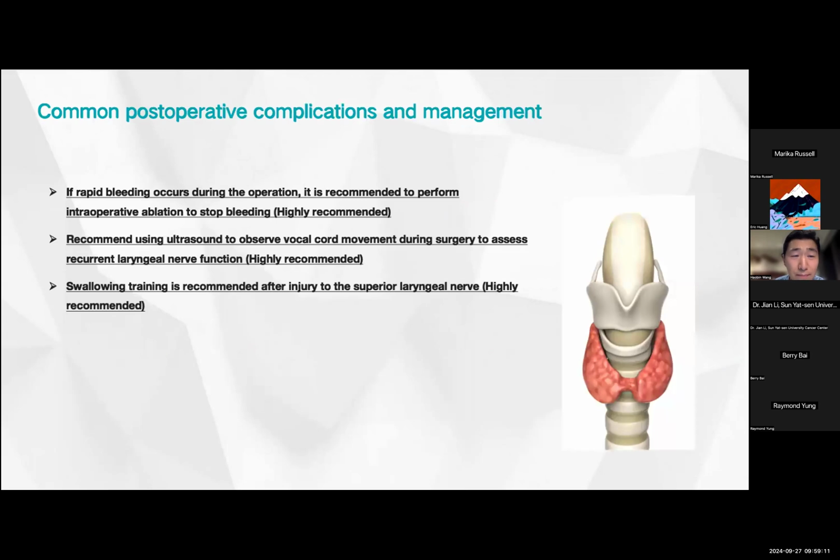Okay, if rapid bleeding occurs during the operation, it is recommended to perform intraoperative ablation to stop bleeding. This one is highly recommended in the consensus. Recommend using the ultrasound to observe vocal cord movement during surgery to assess the recurrent laryngeal nerve function. This one is also highly recommended. The swallowing training is recommended after injury to the superior laryngeal nerve. Okay, this is highly recommended. The swallowing training may make sense for the injury of the superior laryngeal nerve.